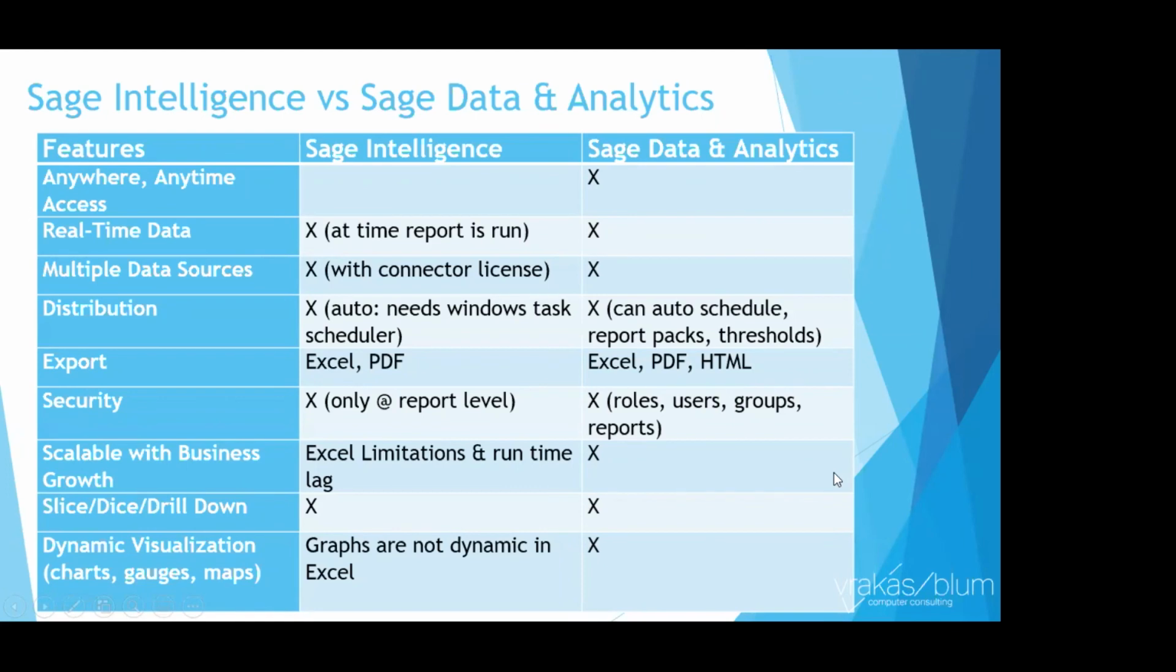Scalable with business growth. So, you know, I've run into some Excel limitations with data in Sage Intelligence. That's why I tried to stress to use filters and things like that. But definitely Sage Data and Analytics is scalable. Slice, dice, drill down. Yes, you can do that with both. Dynamic visualization charts, data, maps. Graphs are not dynamic in Excel. That's a limitation, but yes, you do get all those with Sage Data and Analytics.